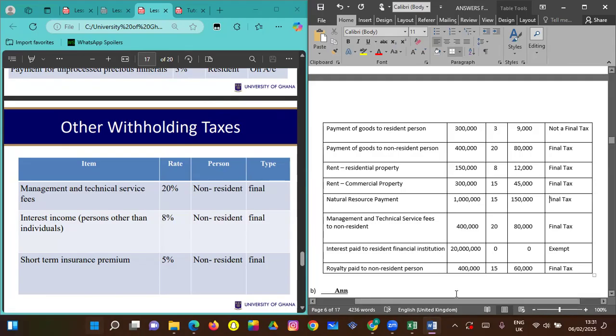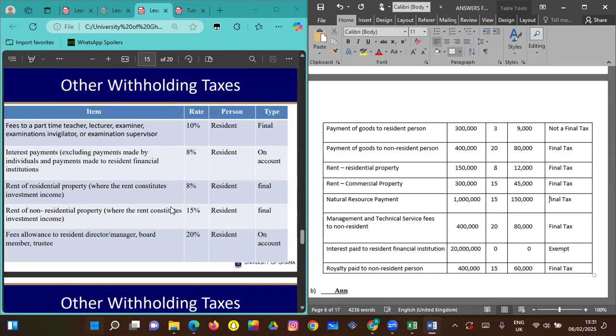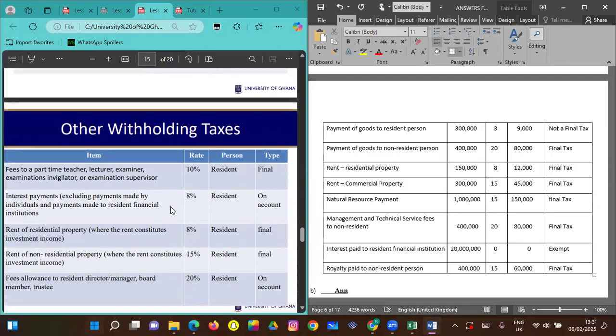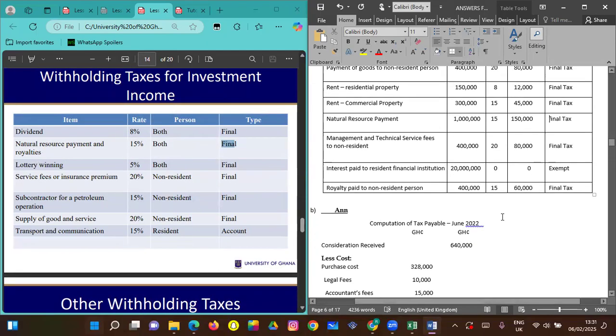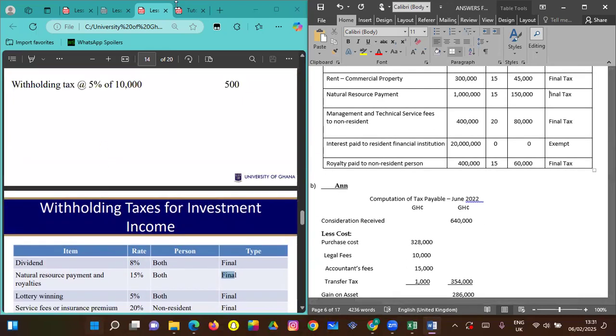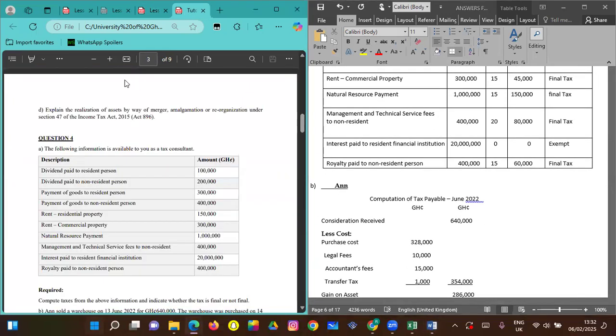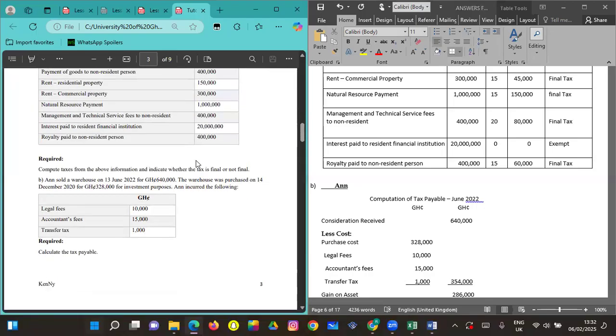The royalty paid to non-residents, right? Royalty paid, the same thing. Also final 15%. So it's here. And royalty is 15% final. So that's it for that question. So simple and straightforward. It's in the slides.